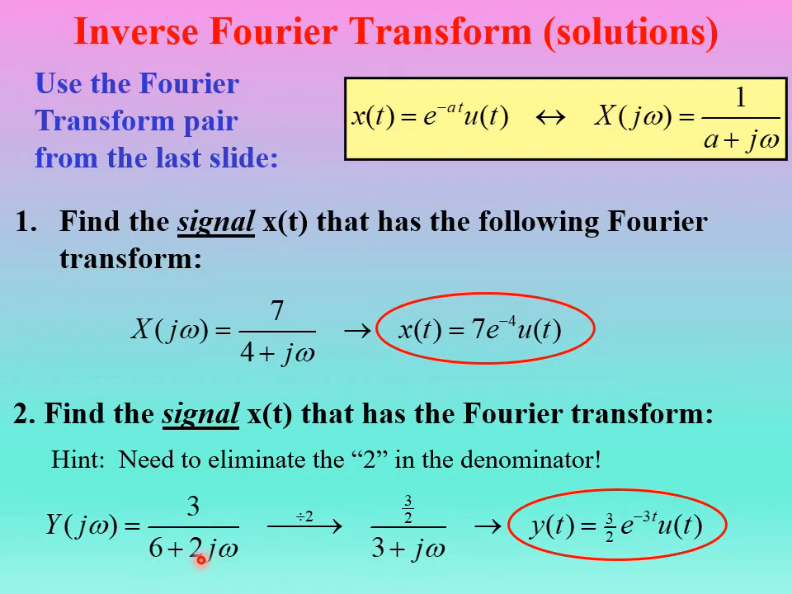And then, of course, we're dividing by this 2 here to get rid of it. So now we've got this in a form that looks exactly like this up here. The 3/2, I can put that out in front, because that's just a coefficient or a multiplicative factor. And by inspection, I can see that the 3 here gives me the value of a, which I can substitute in up here. So I have 3/2 times e to the minus 3t times the step function u of t.